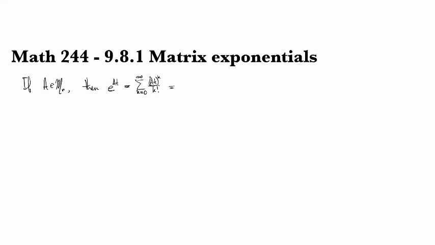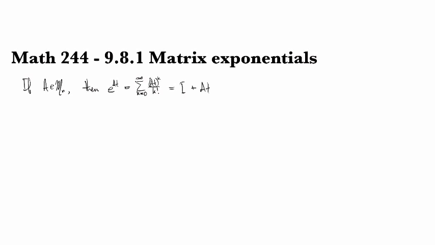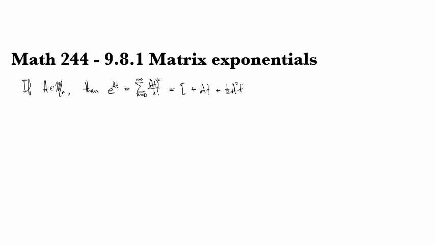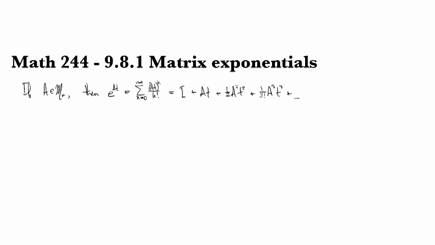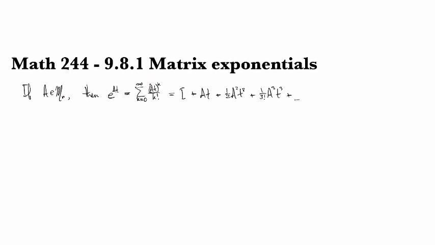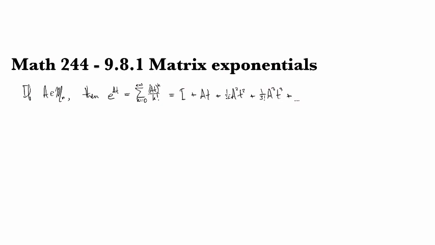So we have this. And so what does this mean? Well, the 0th power is going to be the identity. And then we have At. And then we have 1/2 A squared t squared. And then we have 1 over 3 factorial A cubed t cubed, and so forth. And all of these things make sense. So the definition is comprehensible.